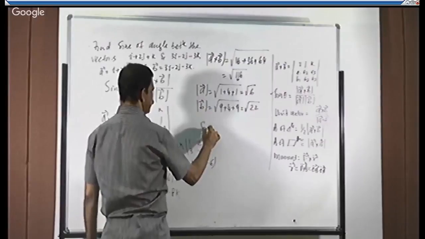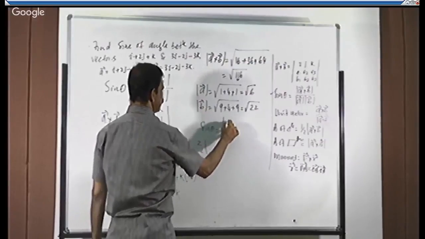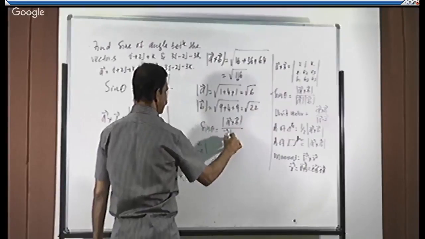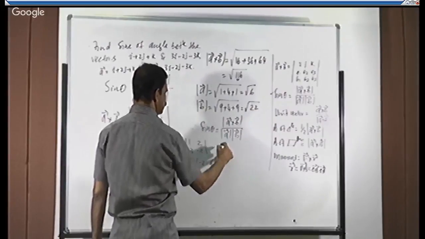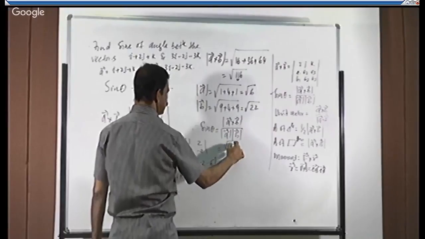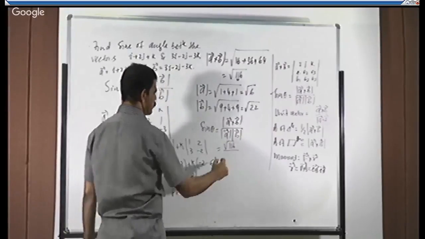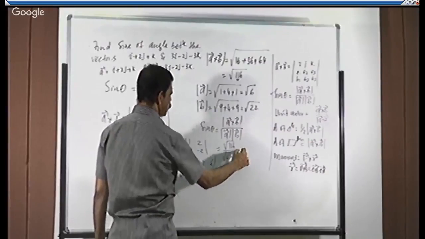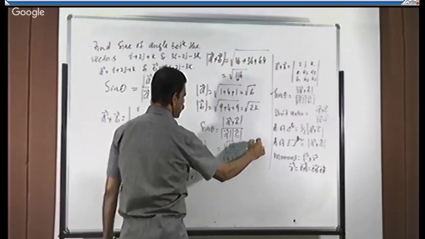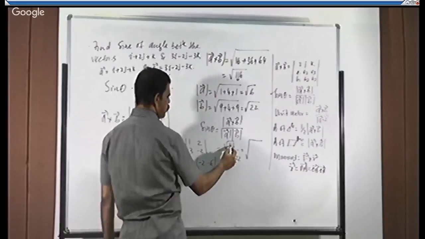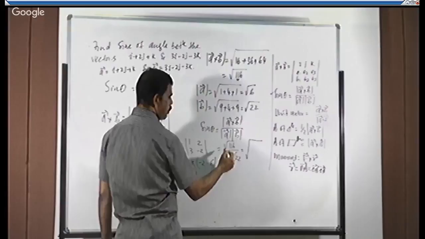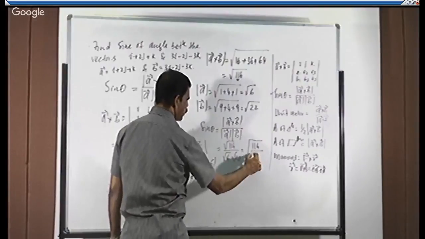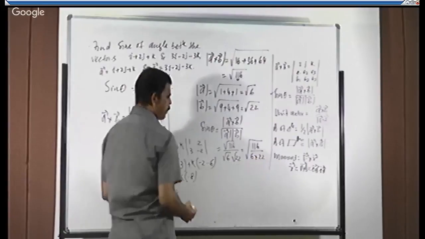Therefore, sine theta is equal to magnitude of A cross B divided by magnitude A and magnitude B. That is equal to root of 116 divided by root of 6 into root of 22. So all are having root now. You take them in a root. According to the rule, root A by root B is root of A by B. Like that, 116 divided by 6 into 22. You can cancel it.